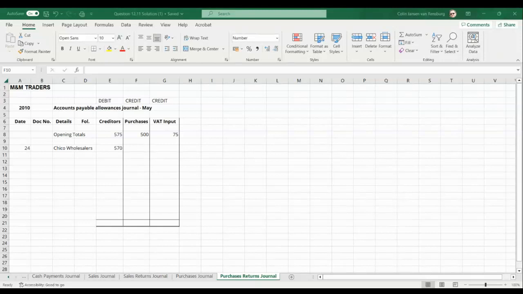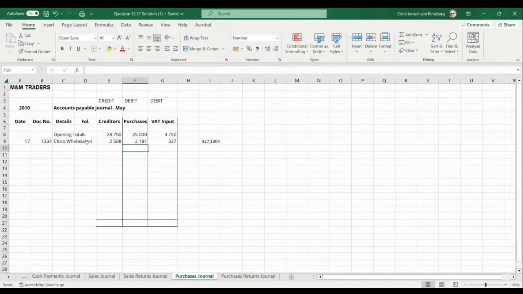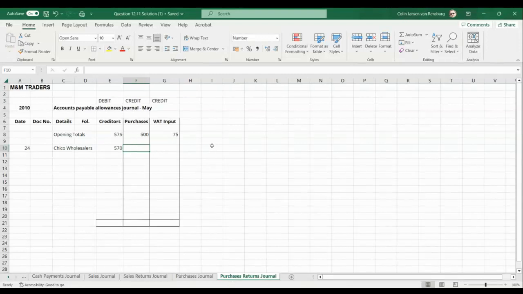Yes, we did. Right. And if we want to go and see the evidence, we can go to our purchases journal there. Chico Wholesalers, we claimed the VAT input of 327. But now we can't claim it anymore because that transaction has now been cancelled. Not the whole transaction, but for that portion of the goods that we've returned. So it means we also now have to decrease our input VAT. Let me rather calculate it on Excel. I think I might know the answer, but I might be wrong. So let's go and see.